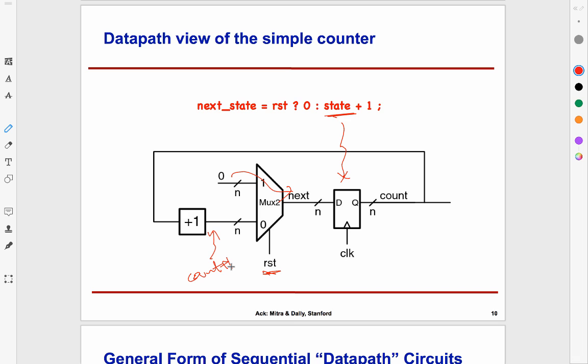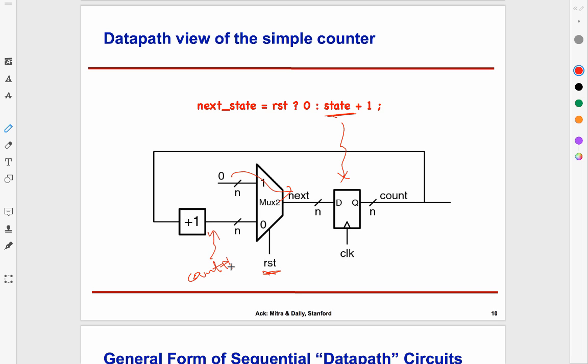So this thing is clearly sequential. It has a state register, but I'm not thinking of it as a state diagram with nodes and all. I'm thinking of it as doing some operation on every clock tick. So this core idea we build up now to create more complicated things. So this is a simple counter.